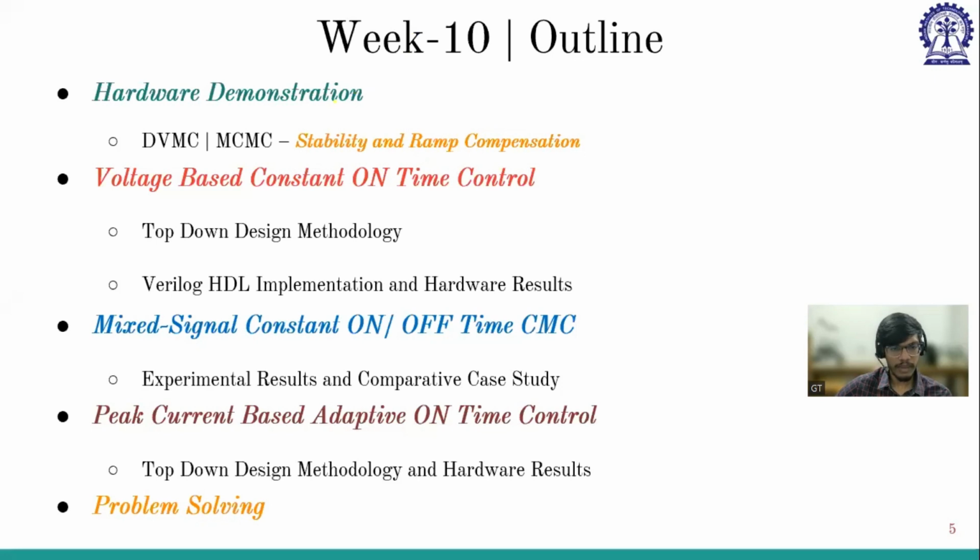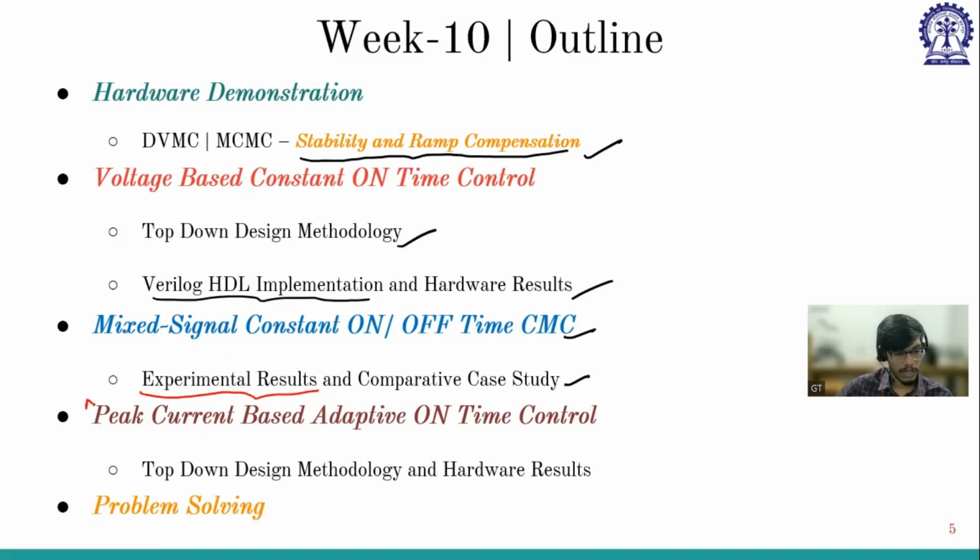Just to summarize, first we'll discuss digital voltage mode control as well as mixed signal current mode control, and we'll see what the stability issues are and how to design the ramp compensation. In the second part, we'll see voltage-based constant on-time control, the top-down design methodology, the Verilog HDL implementation and a few hardware results. Then Sir has briefly discussed mixed signal constant on-time, off-time current mode control, shown a comparative study and also shown the experimental results, so we'll quickly go through those.